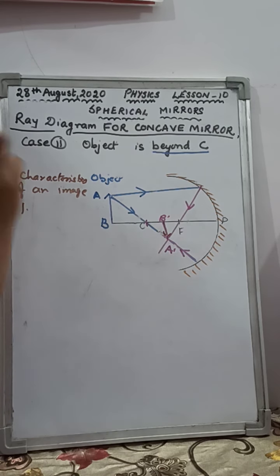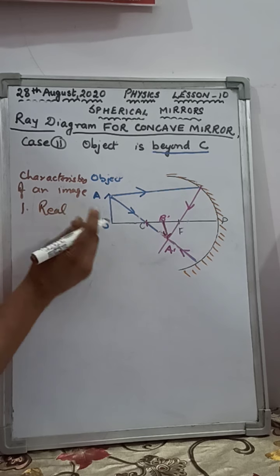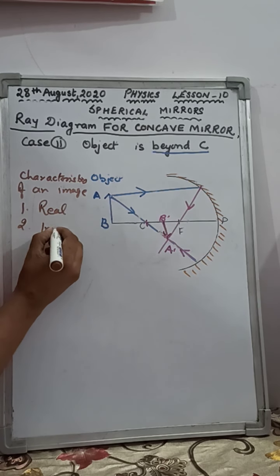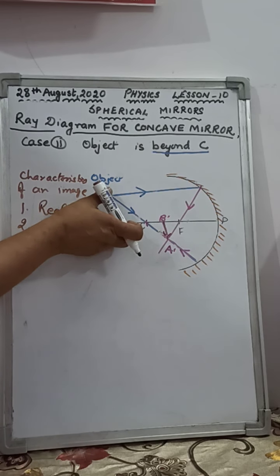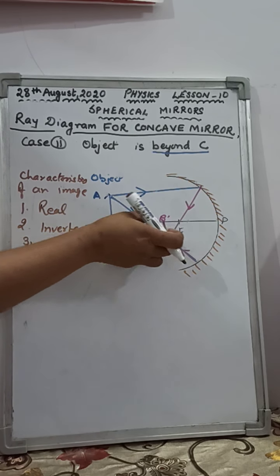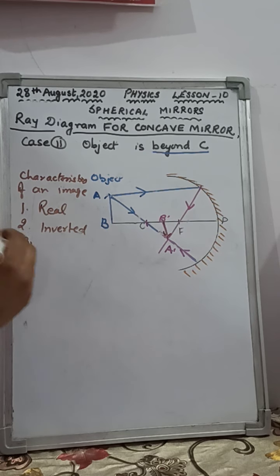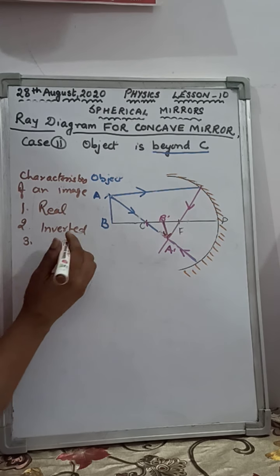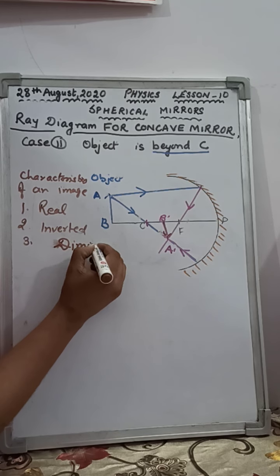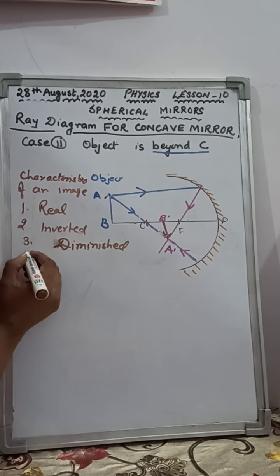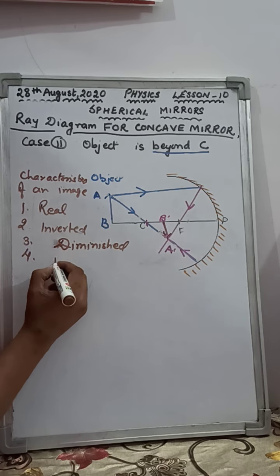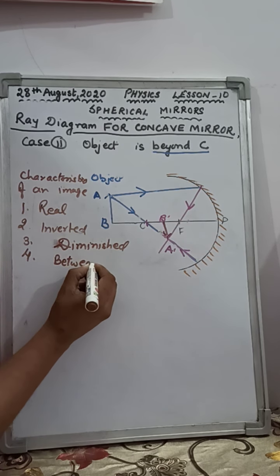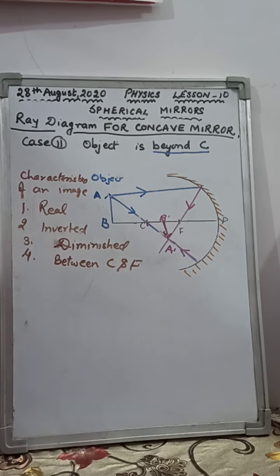Characteristics of image formed when the object is beyond center of curvature. First, the rays are actually meeting. So image is real. So real image is always inverted. Clear? Third, the size: see the size of the object and see the size of the image. Image size is small. So you will write diminished. Clear? That means small in size. Fourth, where it is formed: between the center of curvature and focus. So you will write between C and F. C means center of curvature and F means focus.